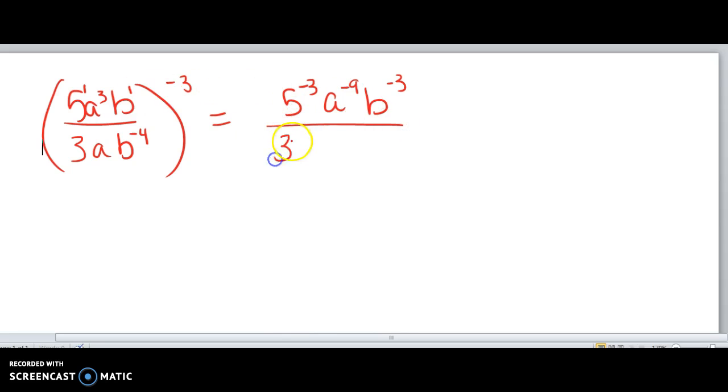All over 3 to the negative 3, a to the negative 3, b to the positive 12. This is implied 1. 1 times negative 3 is negative 3. 1 times negative 3 is negative 3. Negative 4 times negative 3 is positive 12.